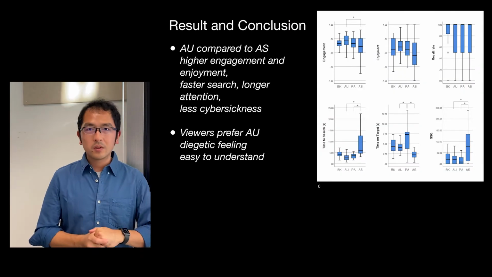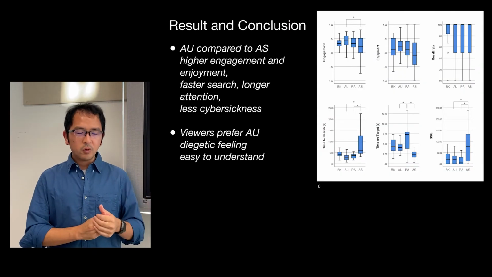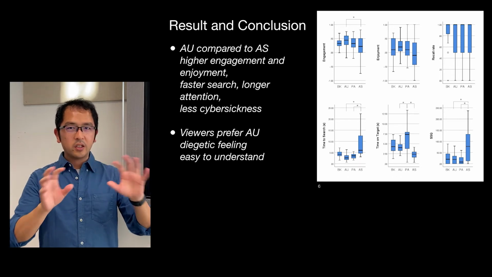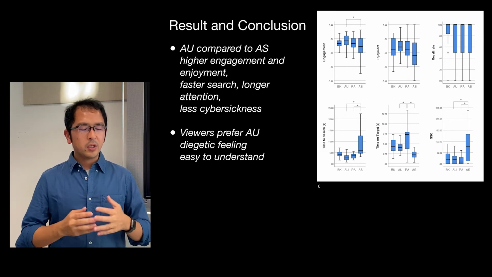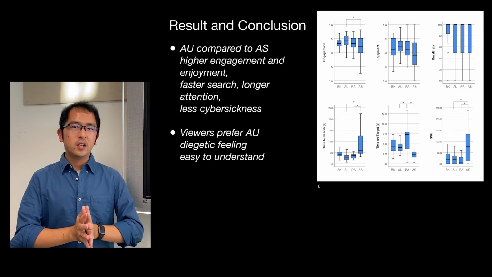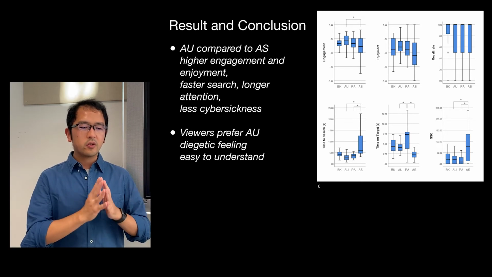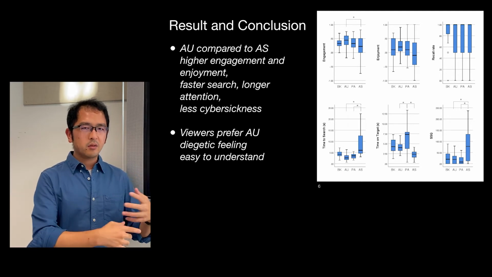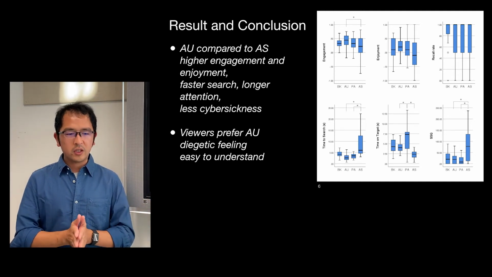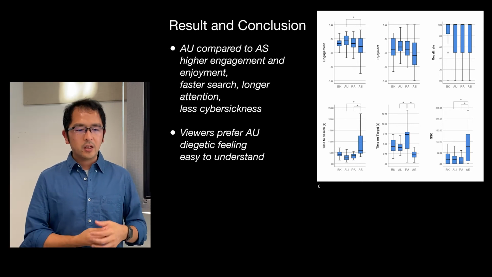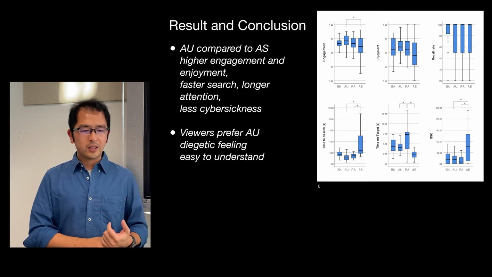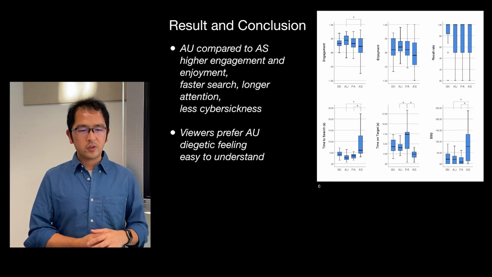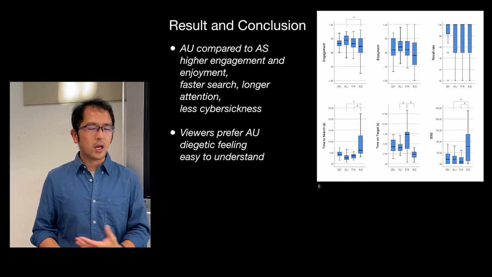And here's the result. The result turns out, from the charts you can see on the screen, that show the results from 4 conditions, that compared to the angular shift, the action units increased the level of engagement and also the level of enjoyment, facilitated faster search and longer attention, and also reduced cybersickness. And people also prefer action units for their diegetic feeling and being easy to understand. Beyond that, we didn't find a significant difference between the pointing arrow, action units, or other conditions.